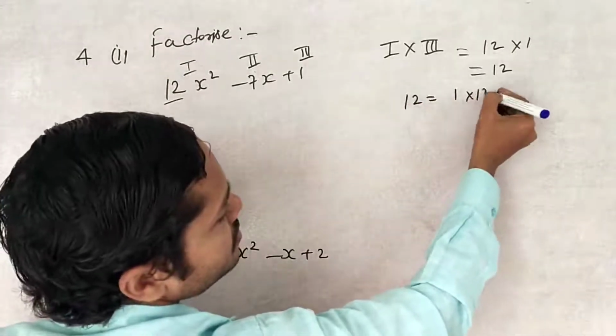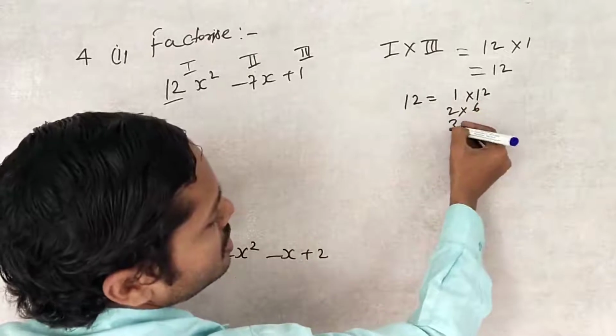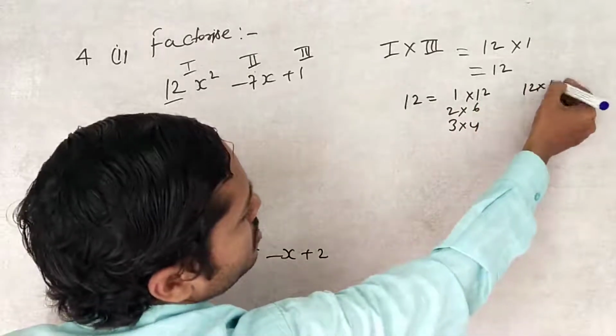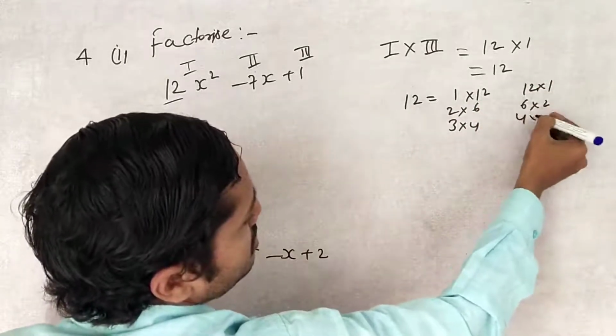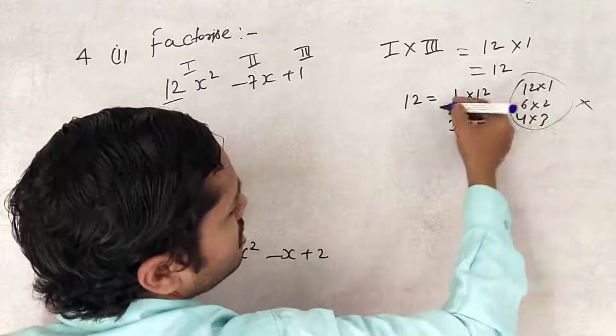1 into 12, 2 into 6, 3 into 4. Now it will be repeated: 12 into 1, 6 into 2, 4 into 3. Clear? So don't remind this one. Only remind this one. Clear?